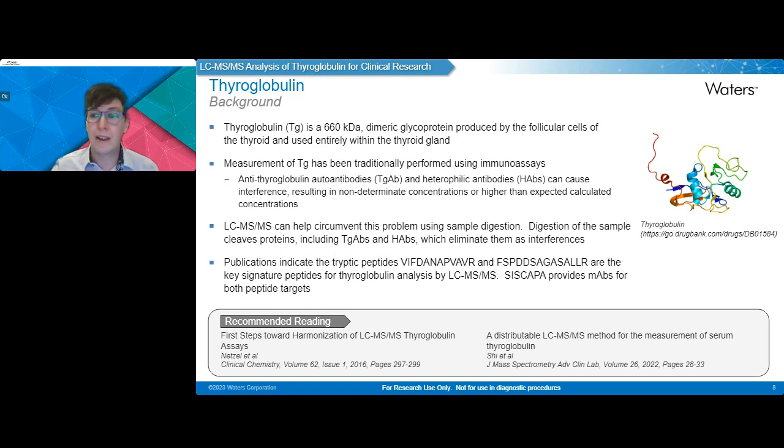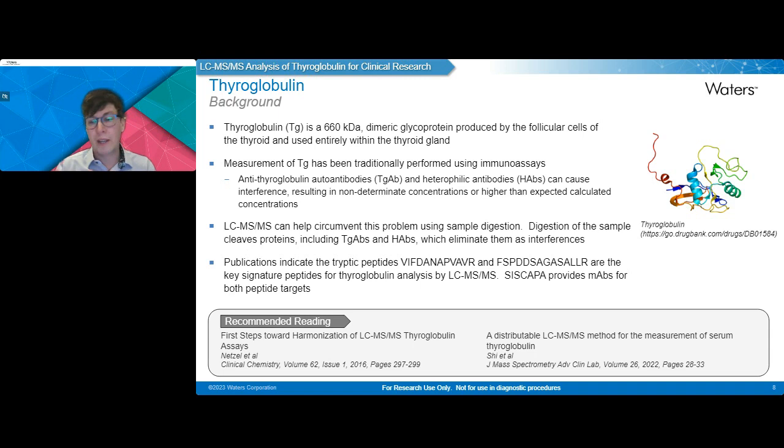So with LC-MS, this can help circumvent this problem using sample digestion. So digestion of the sample cleaves the proteins, as I previously described, and it helps remove those protein-protein interactions, including in this case the interactions of the anti-thyroglobulin autoantibodies and heterophilic antibodies, which means that it does remove them as interferences.